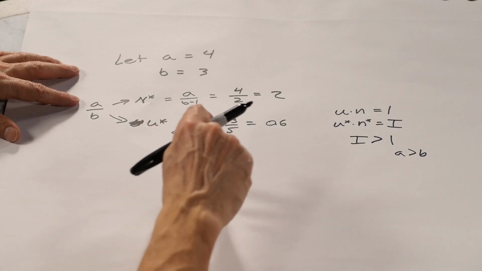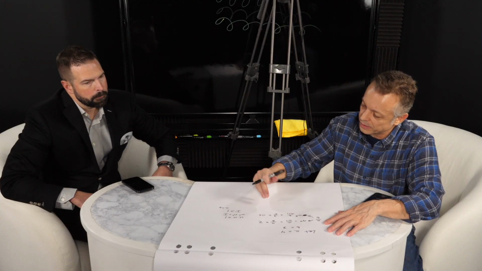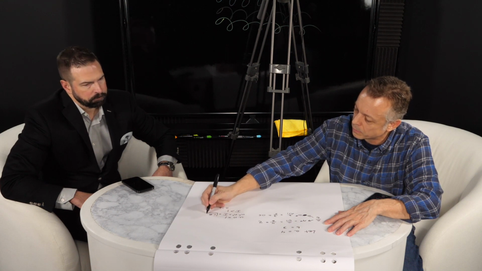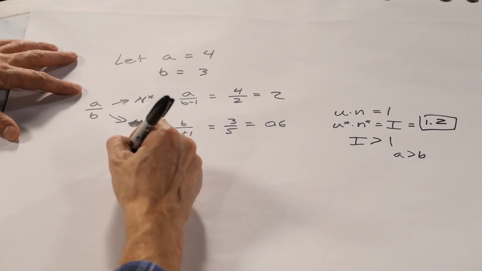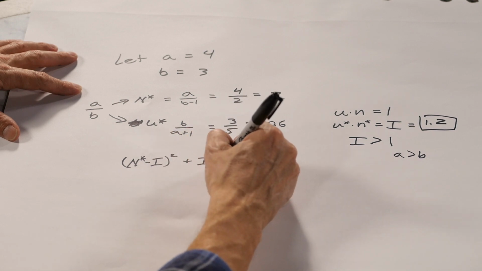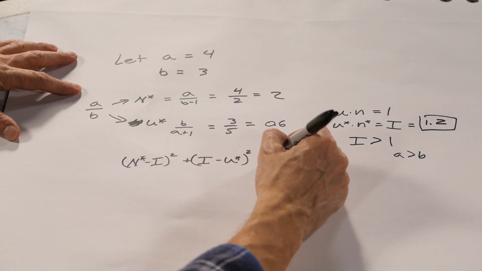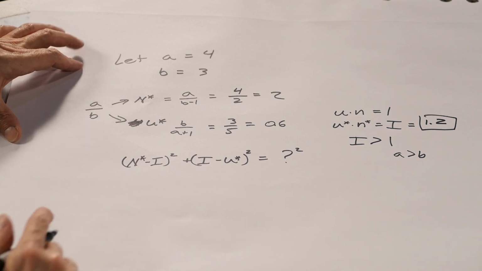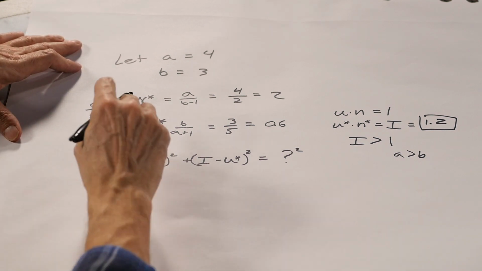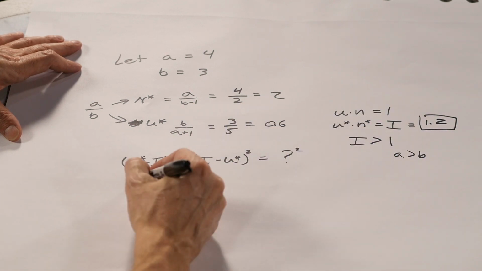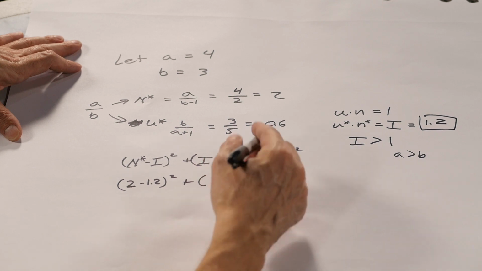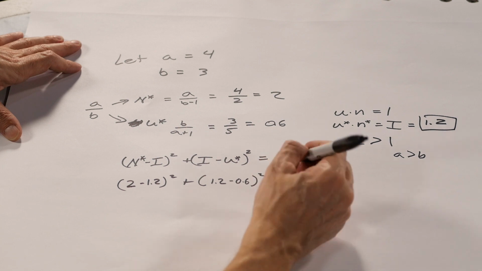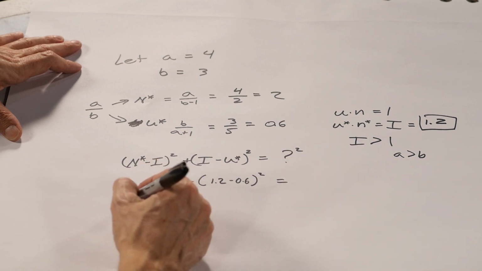So, to solve for I, we need to multiply 2 times 0.6. And what that gives us is 1.2. Okay. So now we're going to apply the Pythagorean theorem. So (N star minus I) squared plus (I minus U star) squared equals some value squared. Okay? So N star minus I, what's N star? It's 2. What's I? 1.2, so (2 minus 1.2) squared plus (1.2 minus 0.6) squared equals, so this turns out to be 0.8, right?